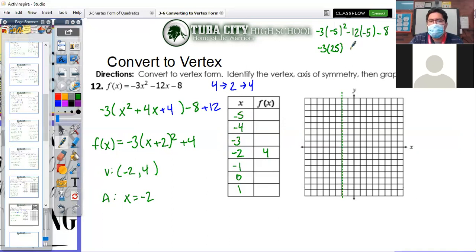And that would be 60. So plus 60 minus 8. Negative 75. And then 60 minus 8 would be 52. And then I got 52 minus 75, and that would be negative 23. And that's way off of the graph.